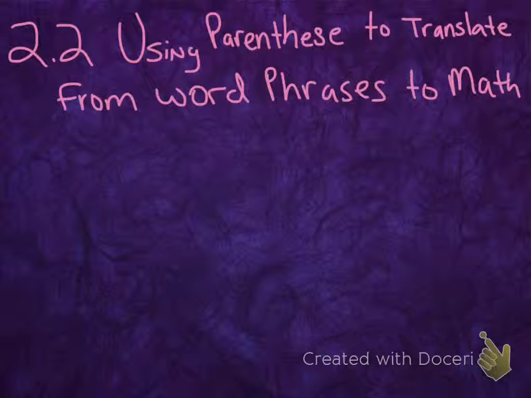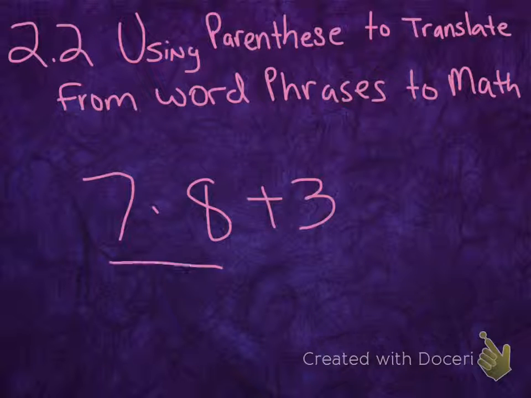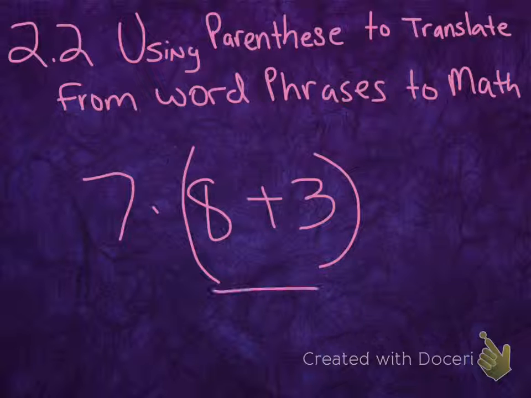7 multiplied by the sum of 8 and 3. If I just said 7 multiplied by 8 plus 3, order of operations would make us do the multiplication first. But it said 7 times the sum of, so we need to do the sum first. We force the order of operations so this addition is done before the multiplication. Okay. And if we have another one.